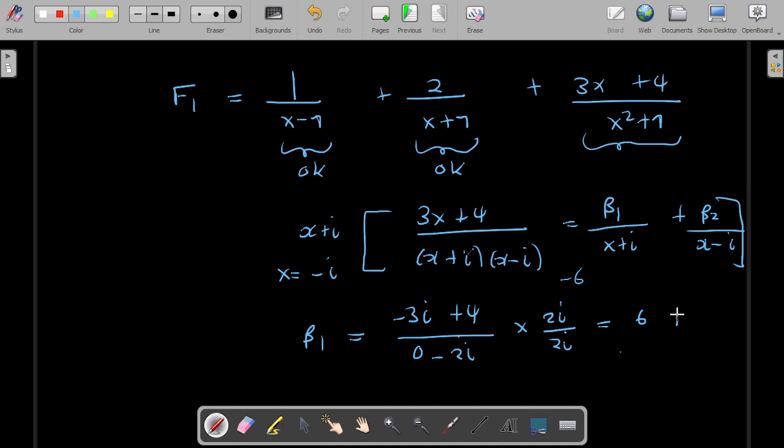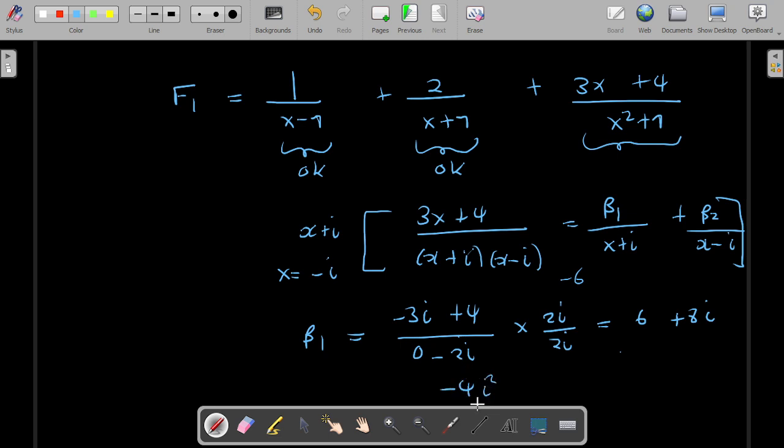Now this is going to be plus 8i. And then this is going to be divided by minus 2i multiplied by minus 2i. Now this is minus 2 multiplied by positive 2. So here we have not minus 2 multiplied by minus 2, but minus 2 multiplied by positive 2. Remember, we've changed the sign here. So here we should have minus 4i squared.